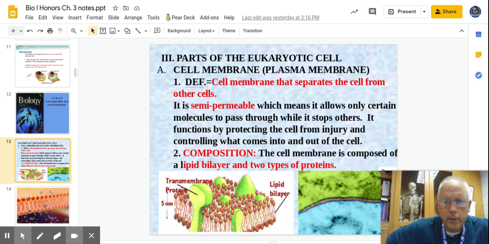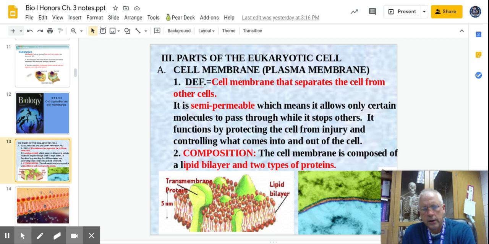So let's talk about cell membranes. Cell membranes obviously separate the cell from other cells. They're a border, okay? But the big thing is they're semi-permeable or selectively permeable, which simply means that they can allow some things in and some things out, but they're selective how they do that. And that protects the cell from injury and controls what's coming in and out. And they do that by structure.